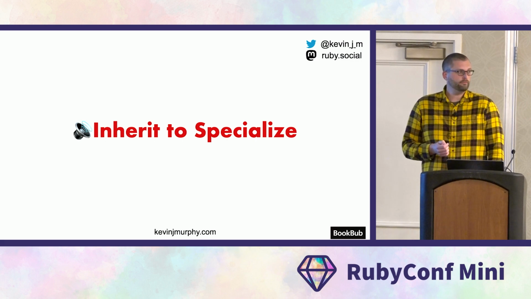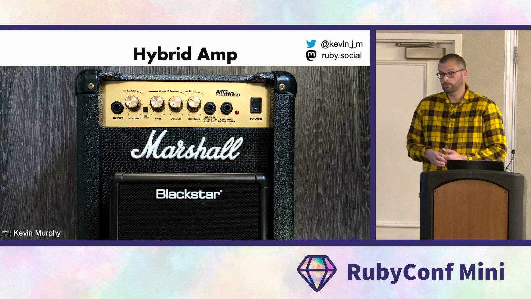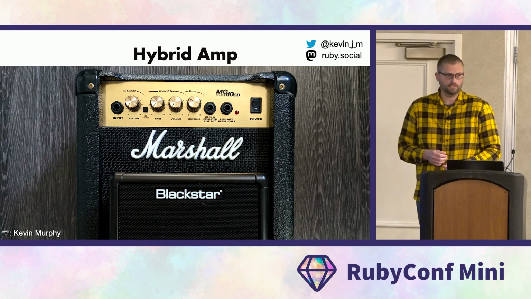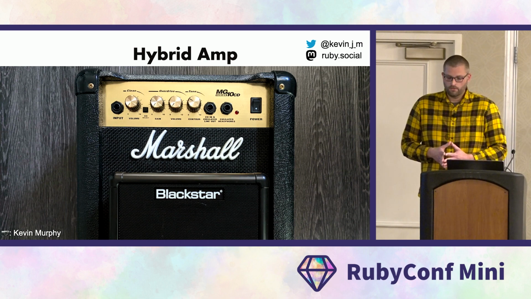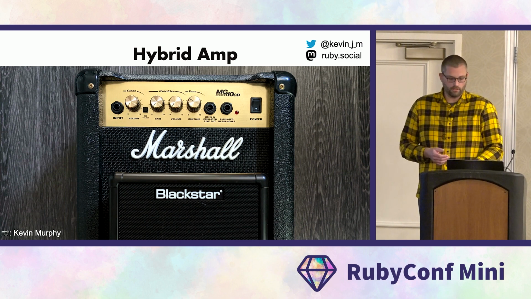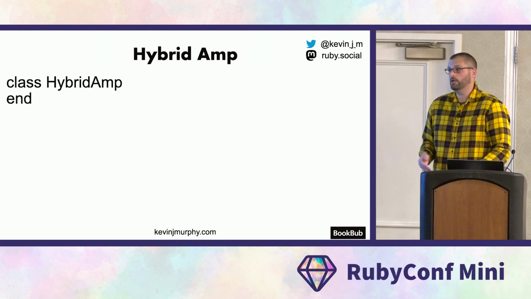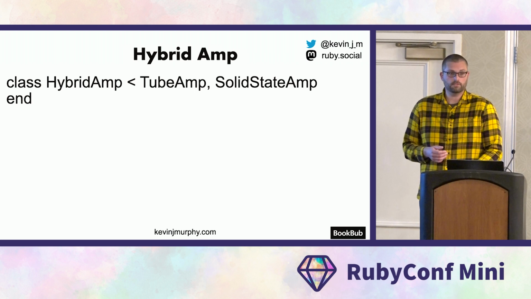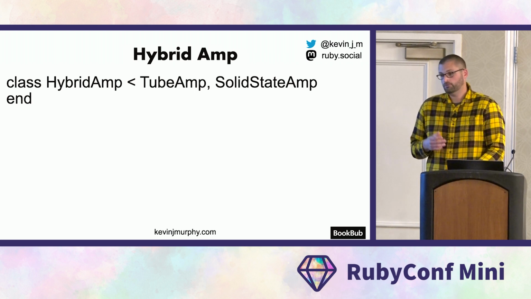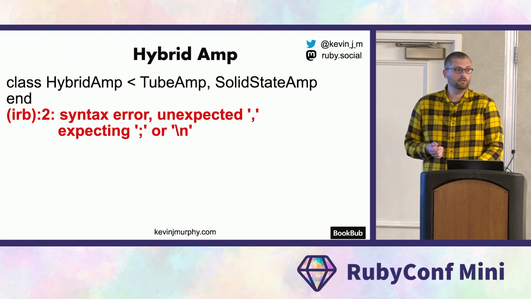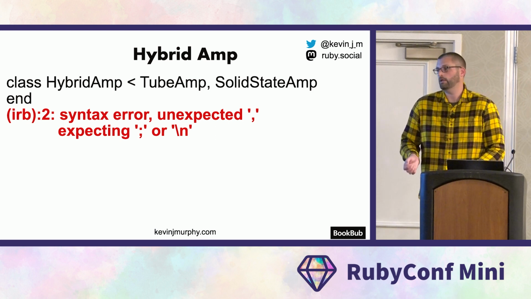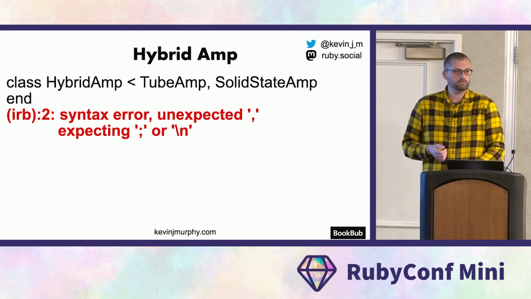So one other kind of amplifier we're going to talk about today, it's called a hybrid amp. It's a best of both worlds solution, pulling in bits and pieces of a tube amp and parts from a solid-state amp. So we can try to take a similar approach to building our hybrid amp and say that a hybrid amp is made up of behavior from our tube amp and from our solid-state amp. And if we try to run this, we'll get a syntax error. And the reason for that is because Ruby doesn't support multiple inheritance. You can't inherit from more than one thing directly.